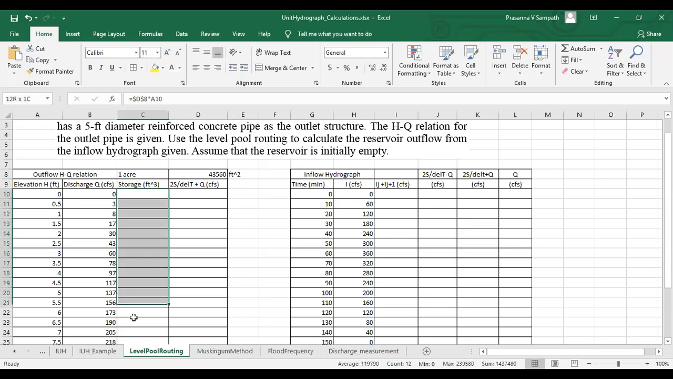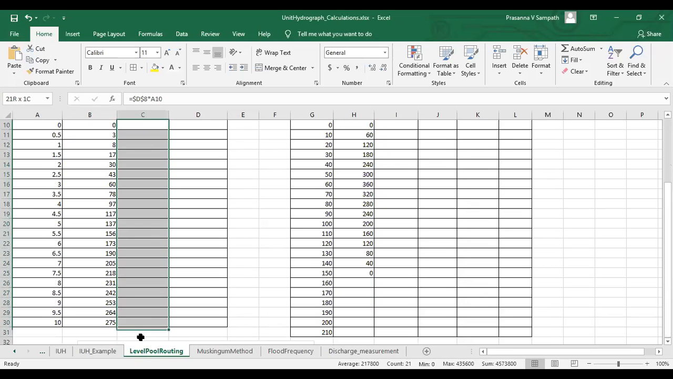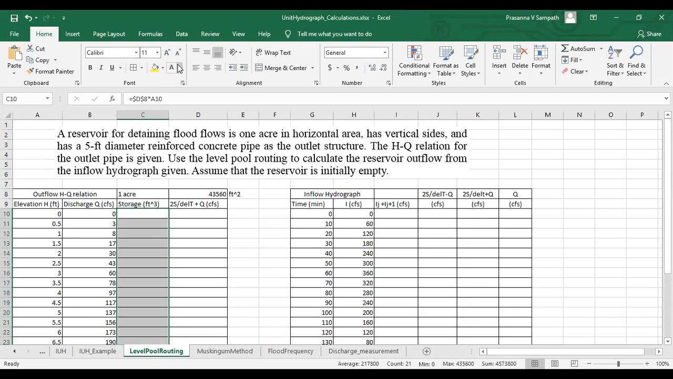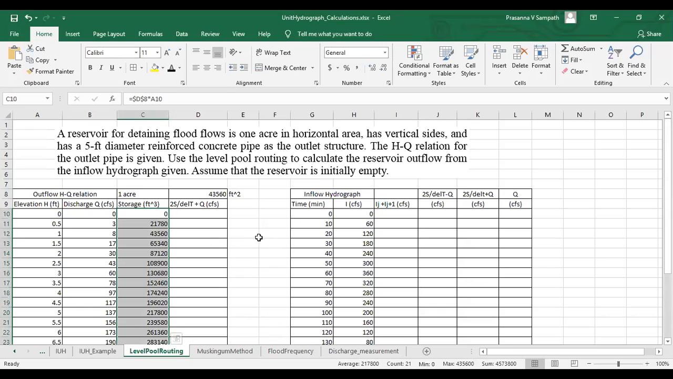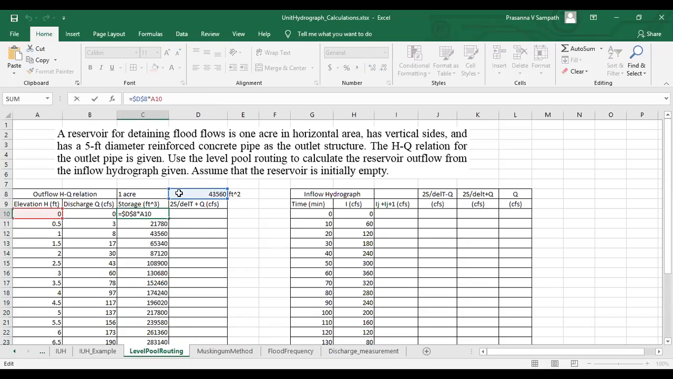Okay, so let me just go in here. What I've done is exactly what he suggested. Thank you, Nikhil. I'll just change the color. I've already entered the numbers. I just put it in white font so that it's not visible before we solve it. So let's look at the equation in this cell. It is area, 1 acre, which is 43,560 square feet, multiplied by A10. A10 is the height. So if height is 0, then naturally the storage is 0.